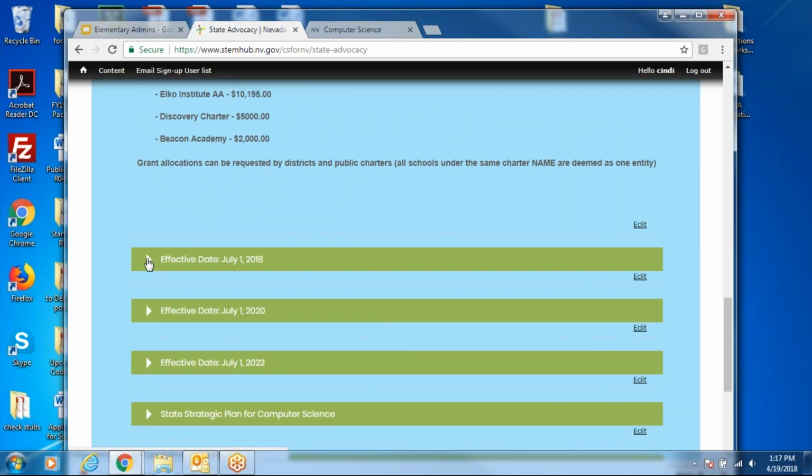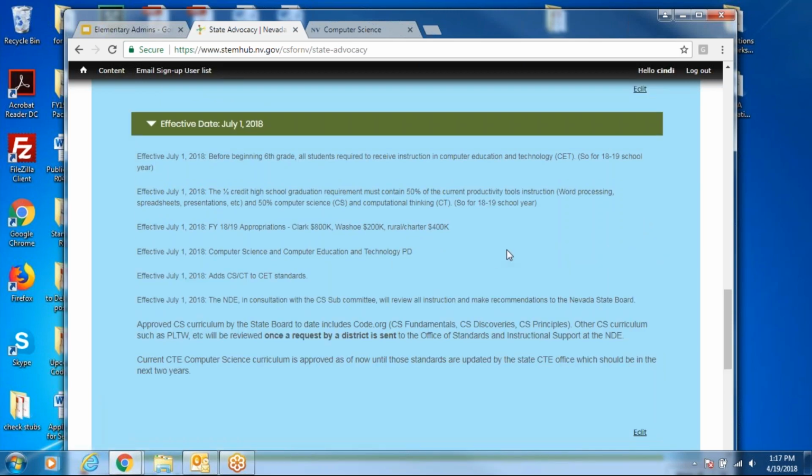But this next effective date affects you folks the most. So effective July 1st, so this July 2018, the first one, before beginning 6th grade, all students are required to receive instruction in computer education and technology. Okay, so for this coming year. Again, going back to the discussion about the online testing and are we testing the subject matter or the student skill level, the lawmakers felt that it was important to move this up so that our elementary students are more prepared for what's coming. And we'll talk about this.